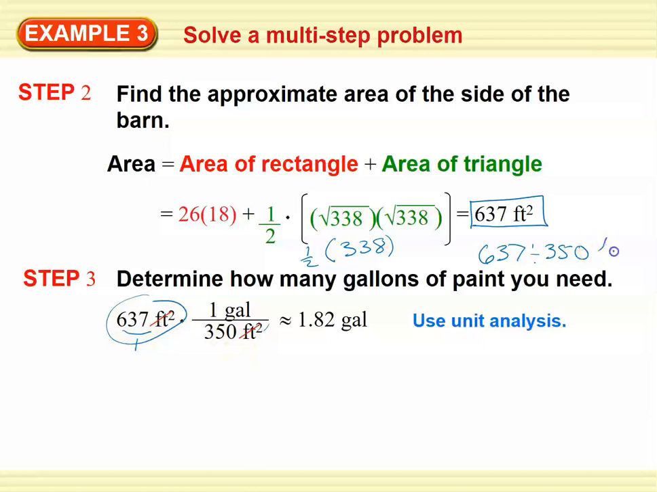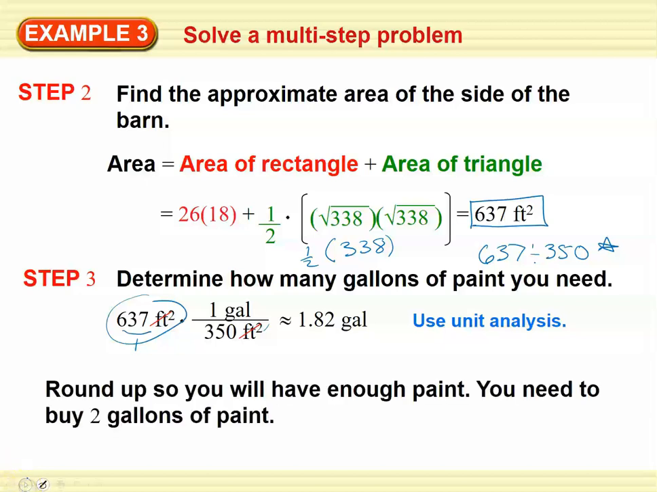So again, this way is a little bit easier, but this way sometimes might make more sense to you. Either way is fine, whichever way you think about it. But we'll need about 1.8 gallons. Now, you can't go to Ace or Menards and buy 1.8 gallons. So how many gallons would you actually have to buy? The answer is 2. 2 gallons of paint.